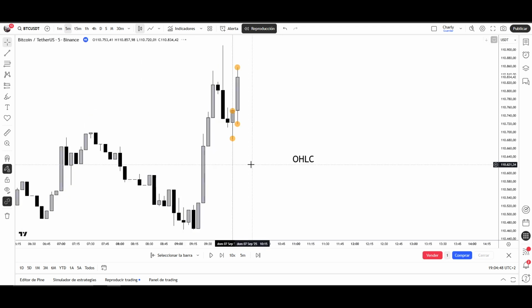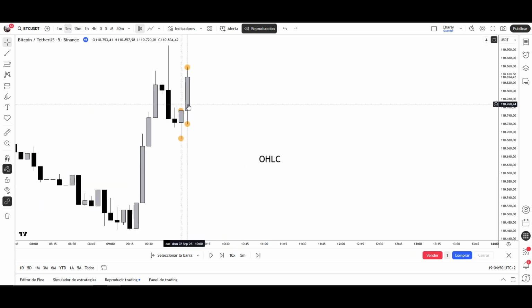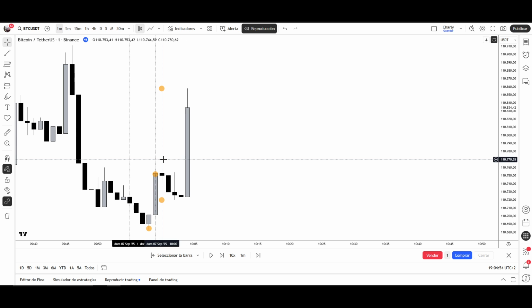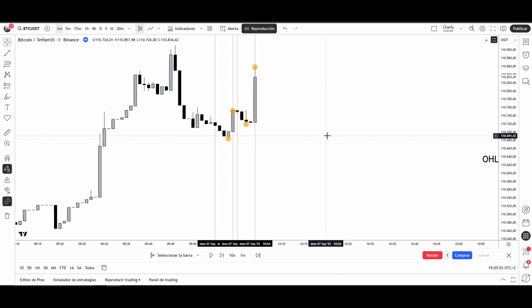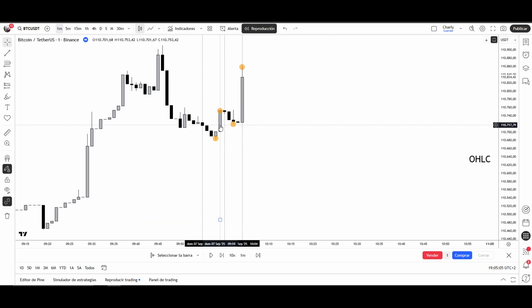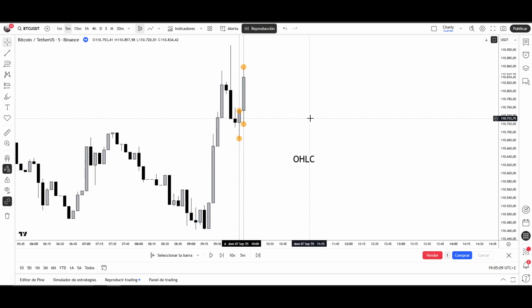Fantastic. Now, next candle is from 10 until 10:04. So from 10 until 10:04, first makes the low, and then makes the high. So if you see this, is literally how the price moves in the 1 minute, but you don't have to go actually to the 1 minute.